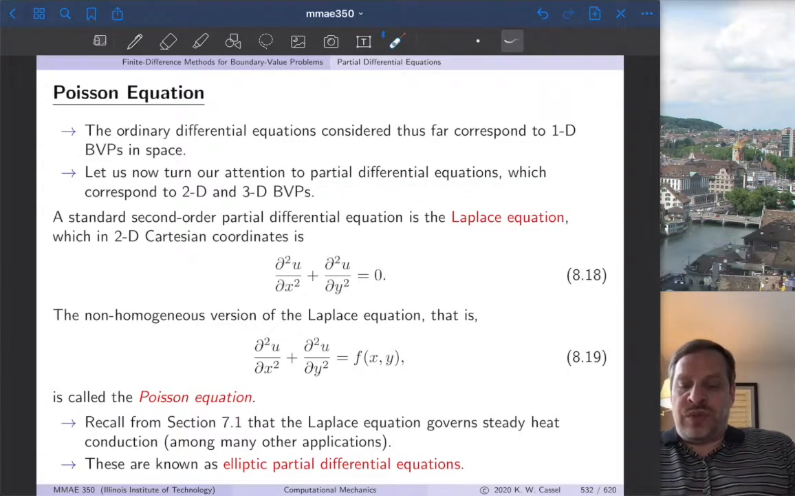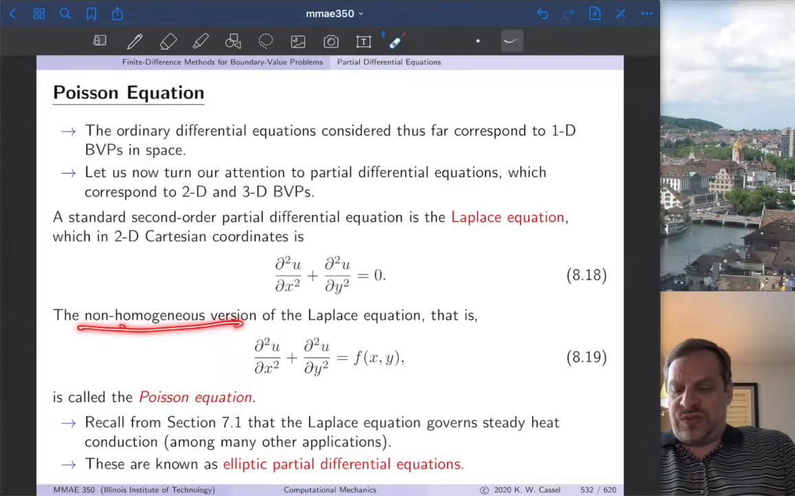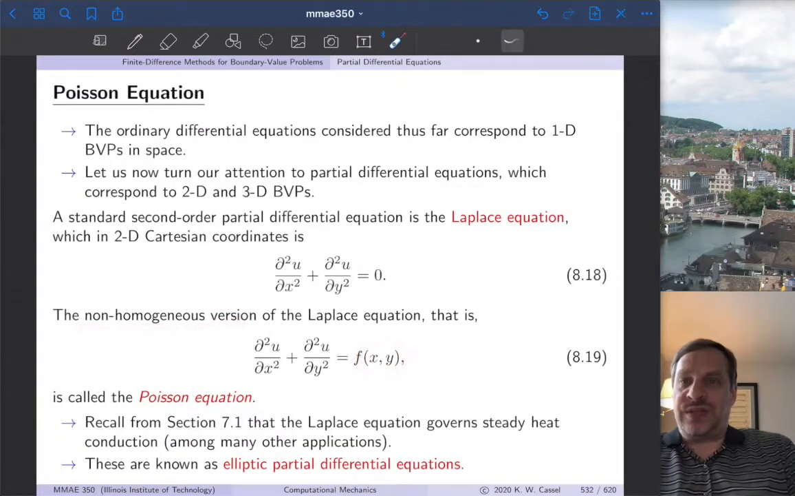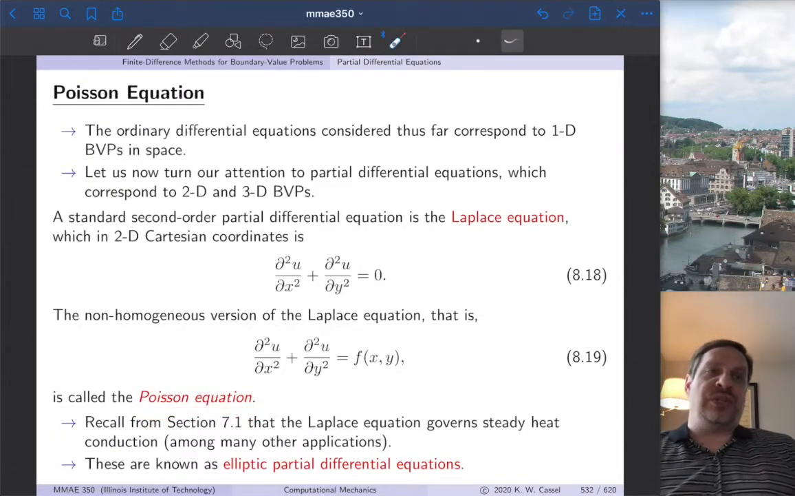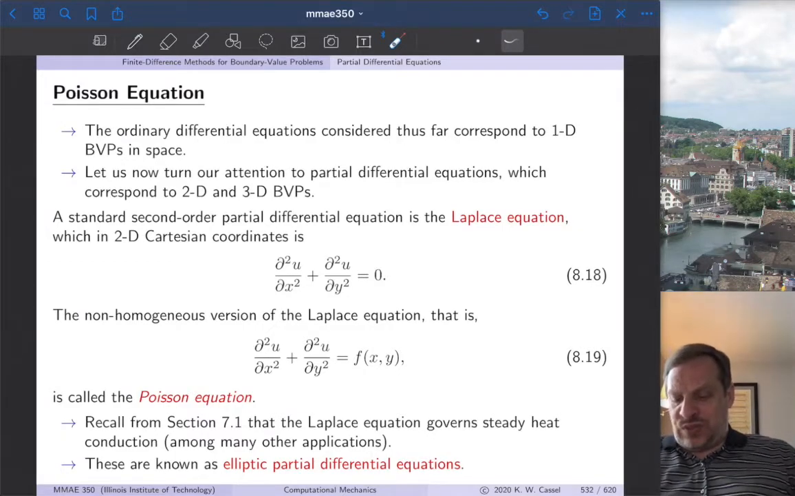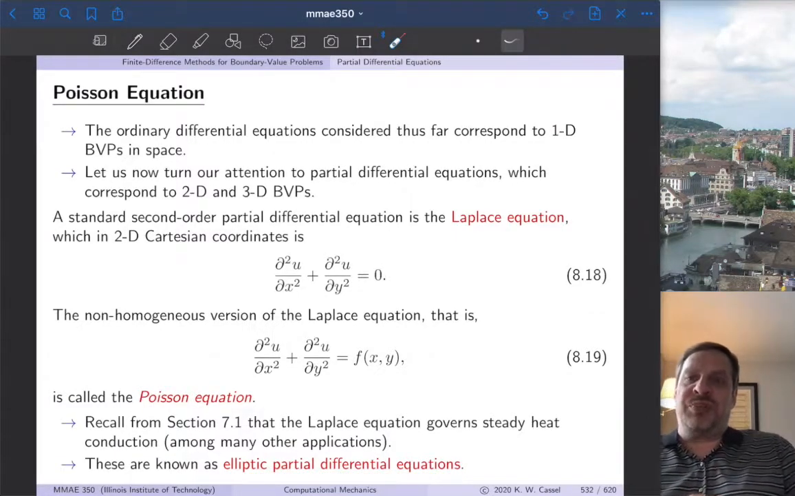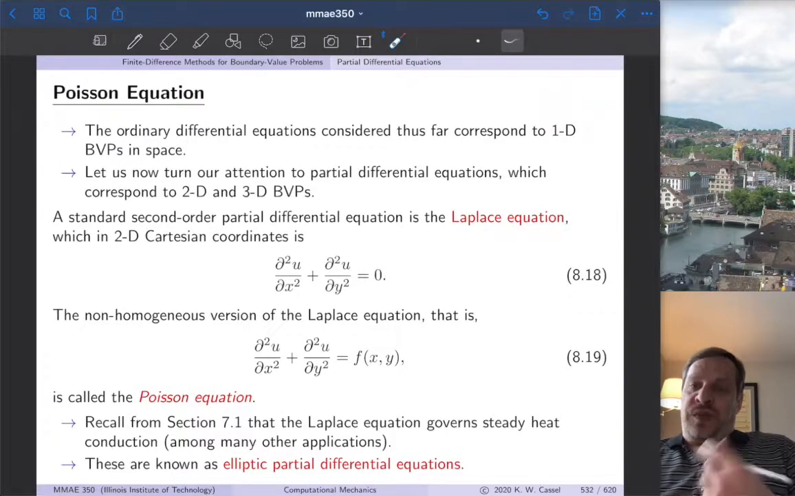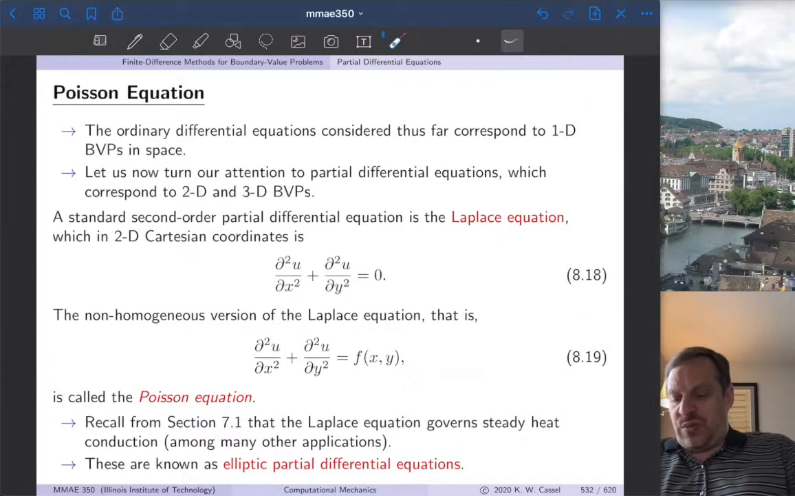So we've seen before the Laplace equation, which is partial squared u partial x squared plus partial squared u partial y squared is equal to 0. And then the non-homogeneous version, which has a non-zero right-hand side, is called the Poisson equation. So of course the Laplace equation is just a special case of the Poisson equation when f is equal to 0. So in general, we call both of these elliptic PDEs. And an elliptic PDE is just a fancy word for a boundary value problem.